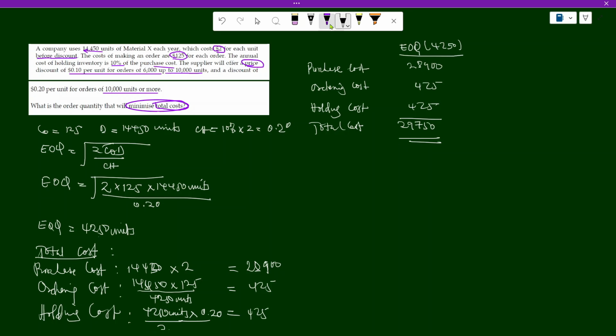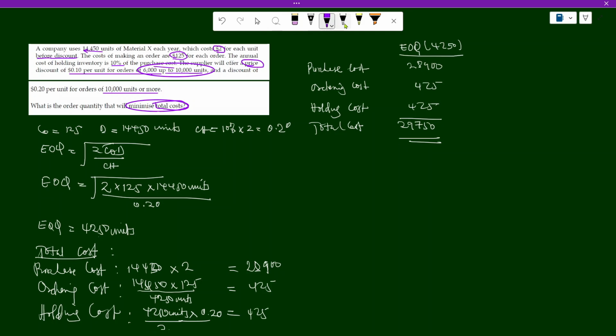Okay, so now let's look at the discount. The question stated that the supplier will offer a price discount of $0.10 per unit for orders of 6,000 up to 10,000 units. Okay, and a discount of 0.2 per unit for orders of 10,000 or more. Now let's look at here. You realize that 6,000 and above, up to 10,000, you are going to get 0.10 discount.